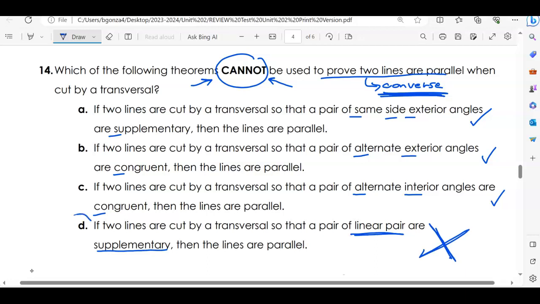Linear pairs and vertical angles are not going to prove two lines are parallel, because linear pairs and vertical angles are at one intersection of two lines, not a transversal of a line through two other lines. A linear pair just takes two lines, but the rest of these take 3 lines, 2 cut by a transversal. Okay.